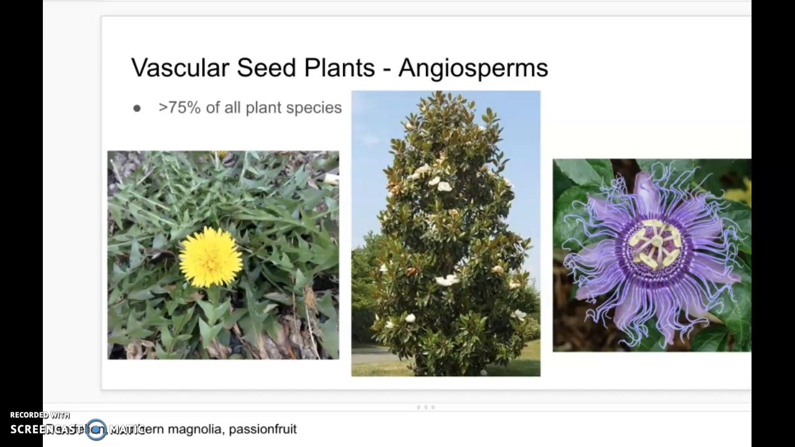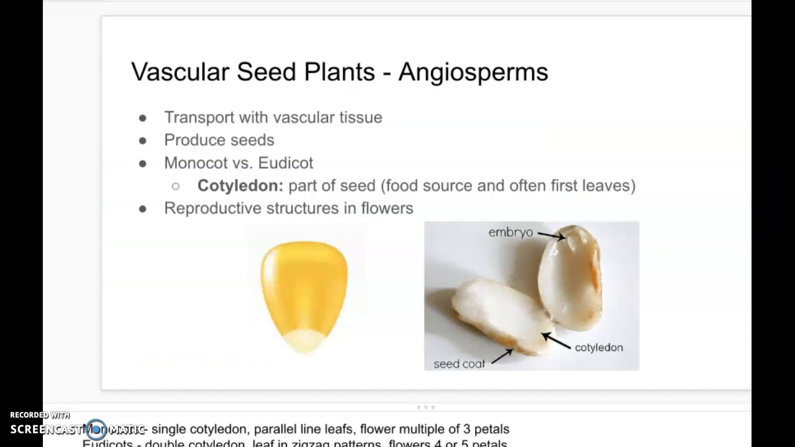We have a lot of these southern magnolia trees, but the majority of the plants that you see today are actually angiosperms. As you can see, over 75% of the plants today are that. So they're very successful in the way in which they are replicating. Okay, angiosperms have some specific traits.